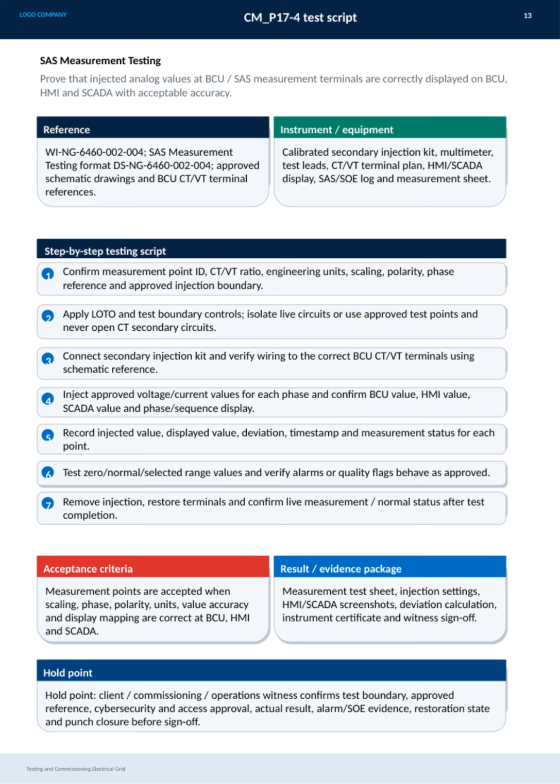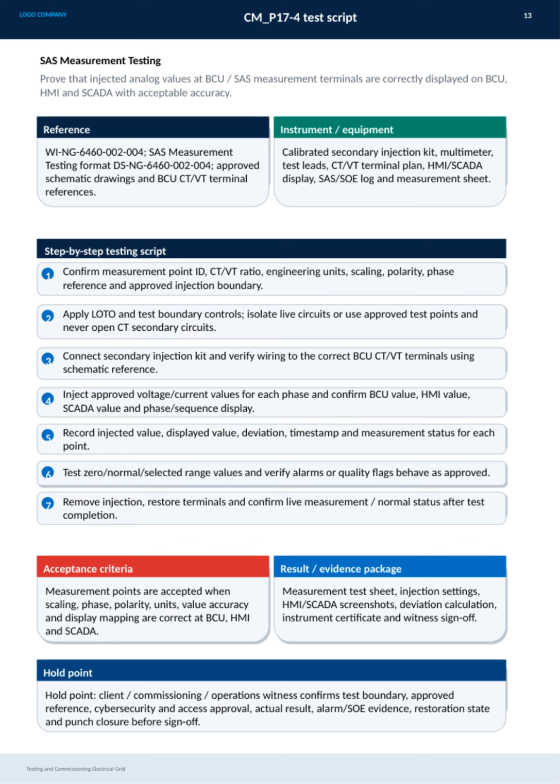Safety is critical, so applying LOTO and isolating live circuits or using approved test points is mandatory. Never open CT secondary circuits. Next, we connect a calibrated secondary injection kit, verify wiring with reference schematics, and inject approved voltage or current values for each phase. We then confirm those values on the BCU, HMI, and SCADA systems, checking phase and sequence displays.